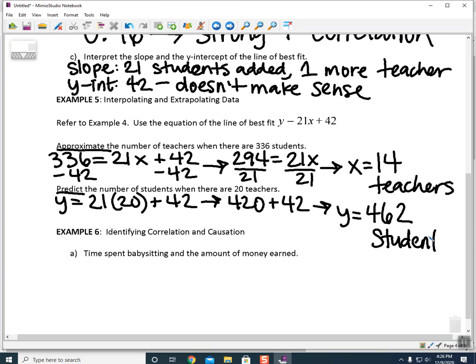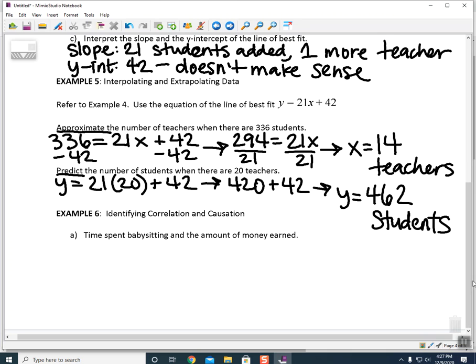Now here's the difference between these two. I know that there are 336 students. I know that. And so when I'm approximating how many teachers fall in that range, that's interpolation. That's when I'm taking something on the interior and predicting what's happening on the inside. Extrapolation is when I'm predicting. I'm going to see, well, if I have 20 teachers, then how many students would I predict that I would need to have in order to get there? So that's the difference between those two.